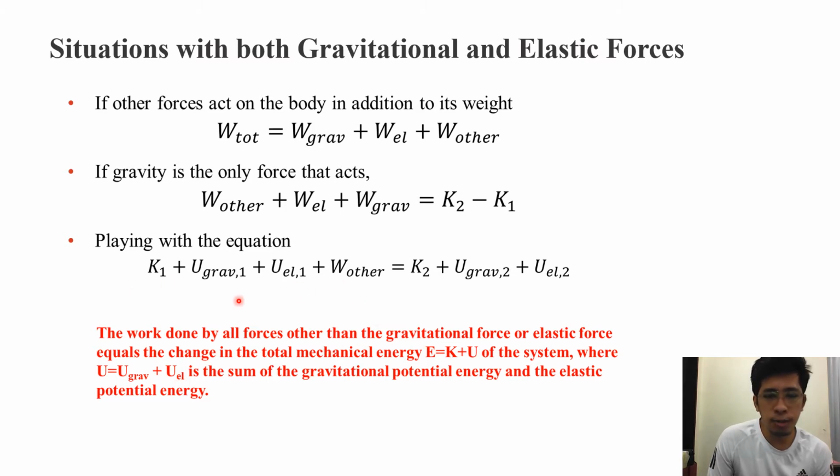We're going to use this one later in examples. So remember here that on this side this is your E1, and on this side this is your E2. So we just added some terms to make a final form. We have K1 plus U grav 1 plus U elastic 1 plus work other, and then on the other side you have K2 plus U grav 2 plus your U elastic 2. This is easy to remember, so take note of this one.